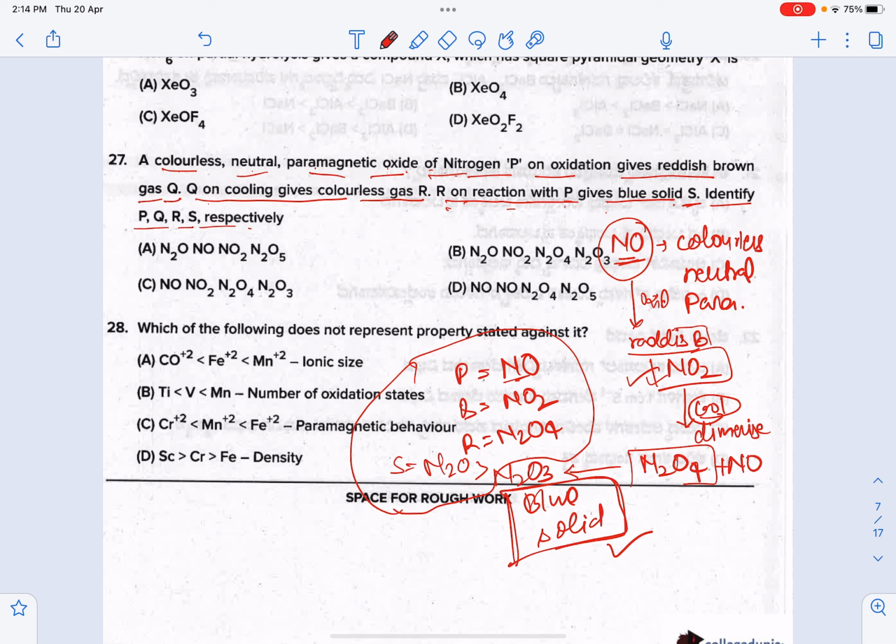You have to memorize them and their characteristics. Okay, NO is a colorless neutral paramagnetic gas, NO2 is the reddish brown gas, and after cooling, this NO2 gas dimerizes into N2O4, and when this N2O4 reacts with NO gas, it will form N2O3. So our correct option will be C.